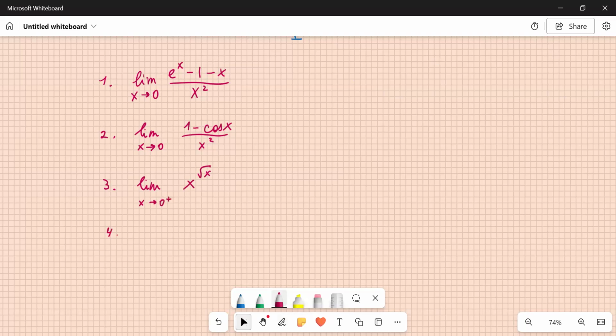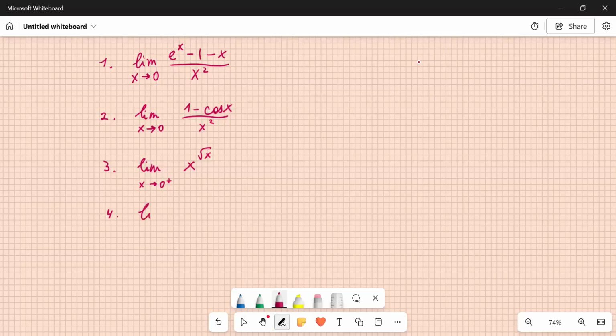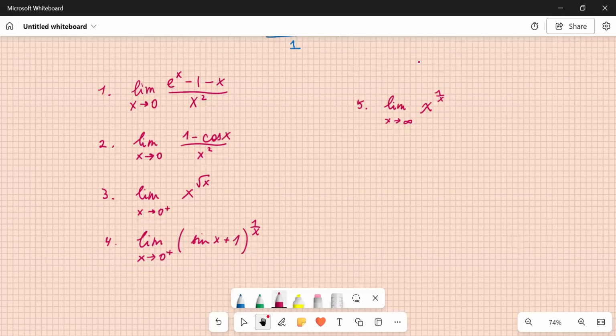Number 4. Limit of sine of x plus 1, to the power of 1 over x, as x approaches 0. I think maybe we should do 0 plus here. And number 5, I'm going to put it here next to it. Limit of x to the power of 1 over x, as x approaches infinity. Okay, so just 5 limits.